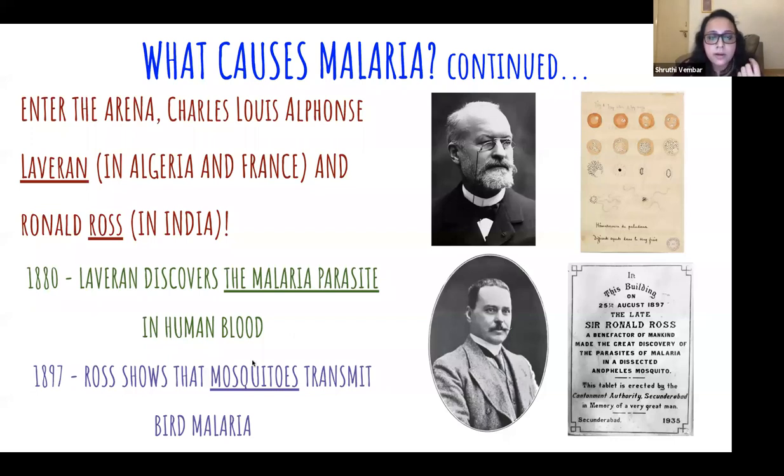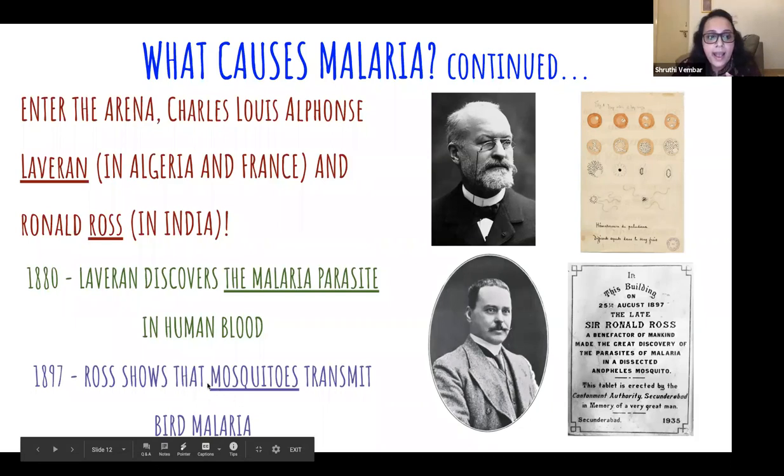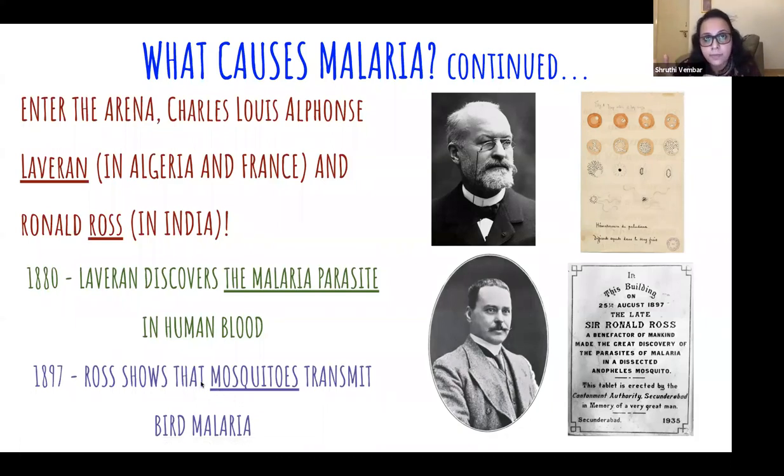However, the credit that it's mosquitoes that transmit malaria goes to Ronald Ross. In 1897, he showed that mosquitoes are the ones that transmit bird malaria. Actually, lots of different organisms can get malaria, not just humans. Birds can get it, mice can get it, monkeys can get it. So here he was working with bird malaria. And he showed that mosquitoes are the ones that carry the parasite. How he did that was he took an Anopheles mosquito and dissected it.